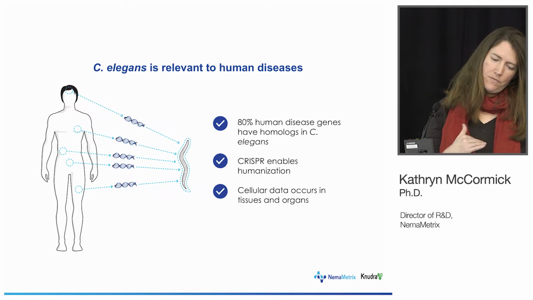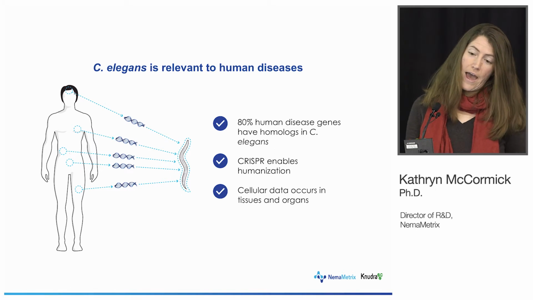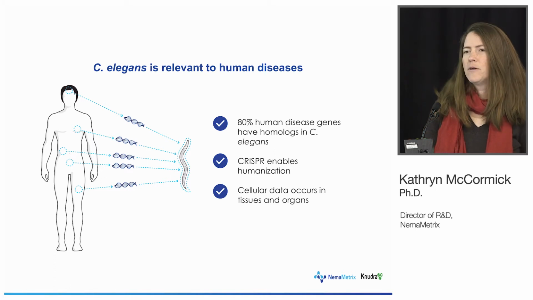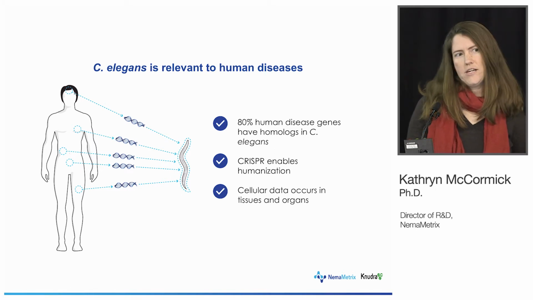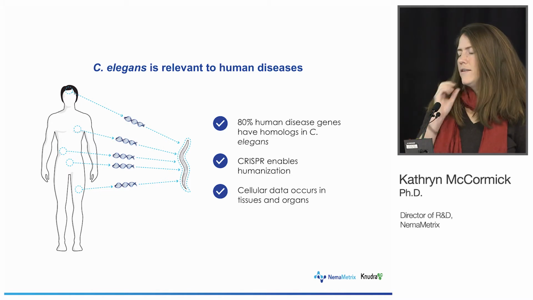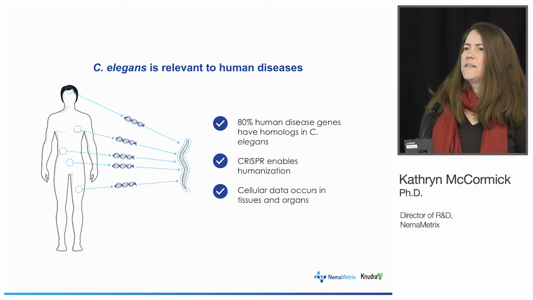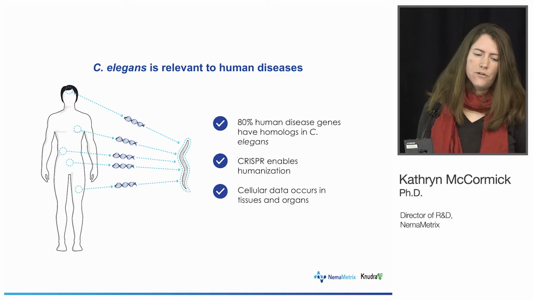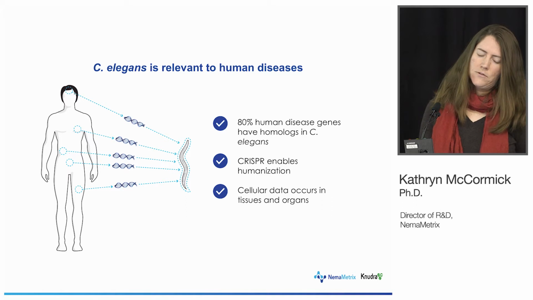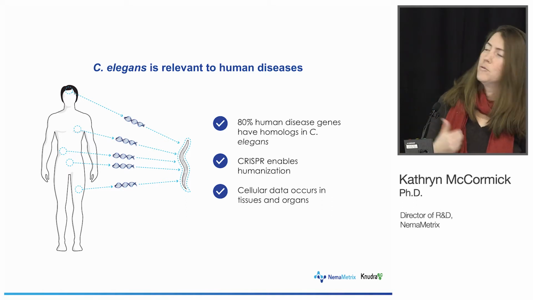So I told you a few slides ago that about 40% of the genes that humans have have orthologs in C. elegans. But if we look just at disease genes, those numbers are actually enriched. This is because a lot of the disease genes are in evolutionarily old signaling pathways. So just looking at those disease genes, 80% of those human genes have homologs in C.